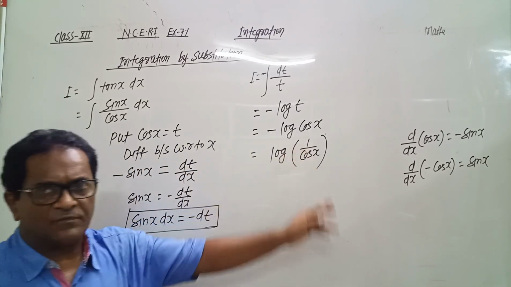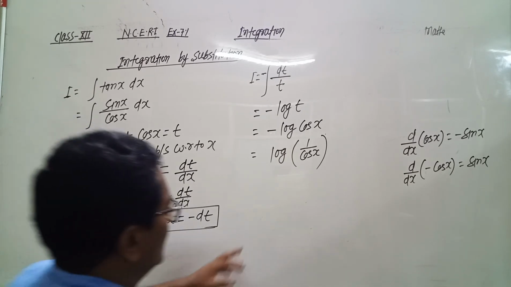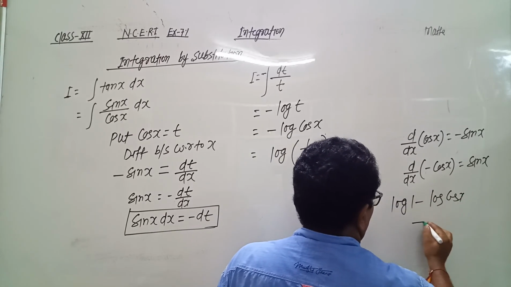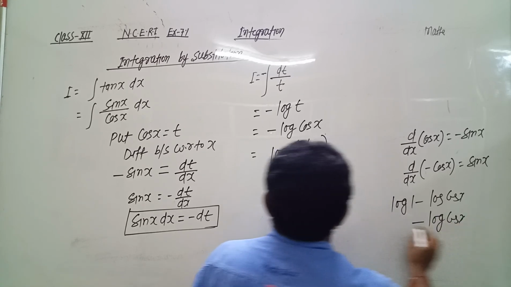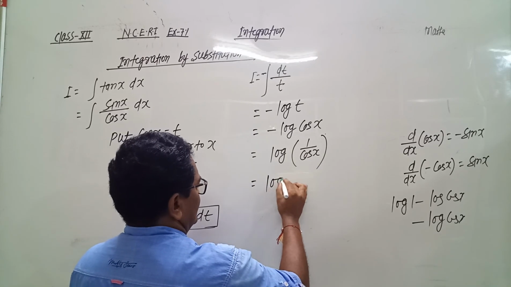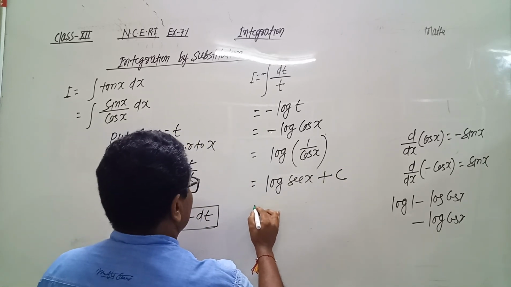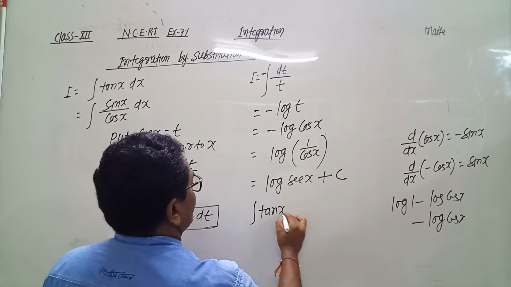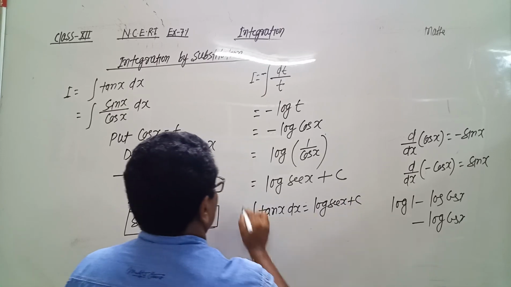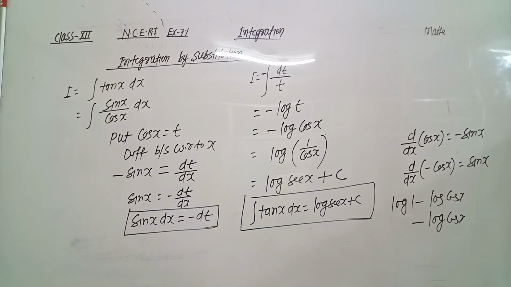Because when we expand using the formula log a by b, we get log a minus log b. Log 1 minus log cos x, and log 1 is 0. So we get minus log cos x. So instead of minus log cos x, we can write log 1 by cos x, and 1 by cos x is written as sec x, and plus c. C is the integration constant. So the result comes: integration of tan x dx is equal to log of sec x plus c. So we continue the substitution method in the next video.